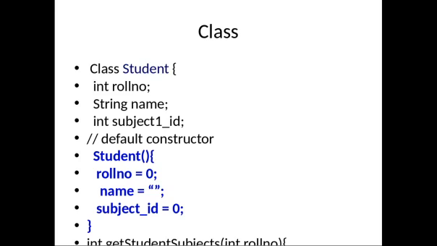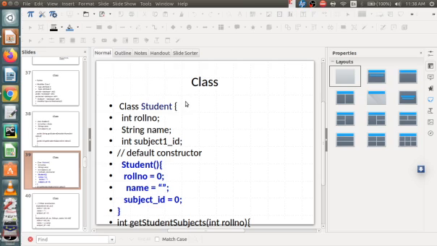So what it does is, whenever you create an object using the new operator, this constructor will be invoked. Even when you have not written this default constructor inside the class, the student default constructor will be called. Okay, so next.